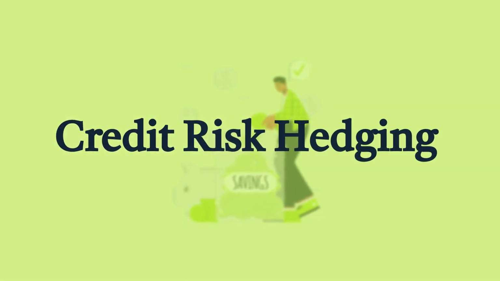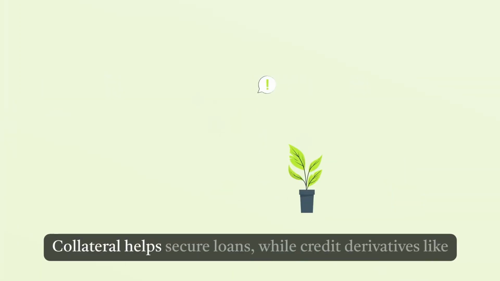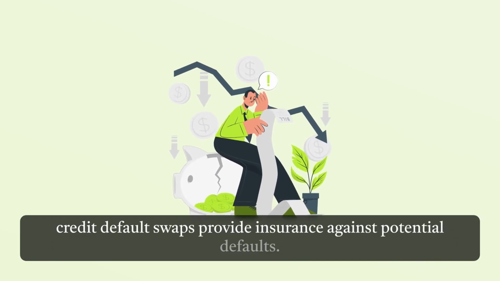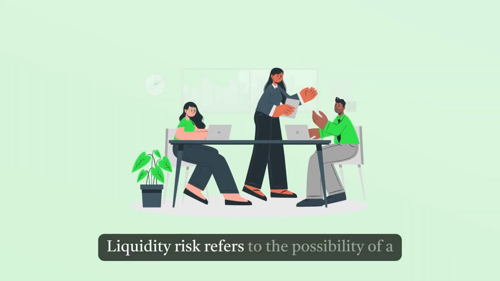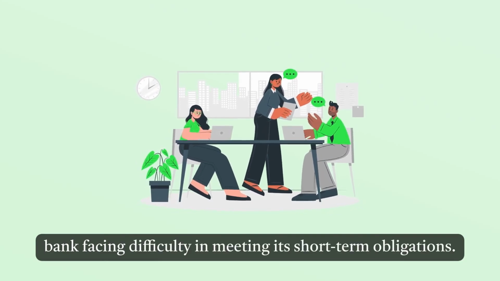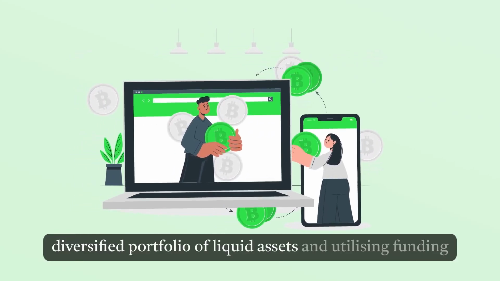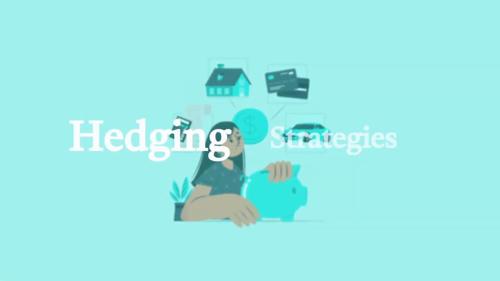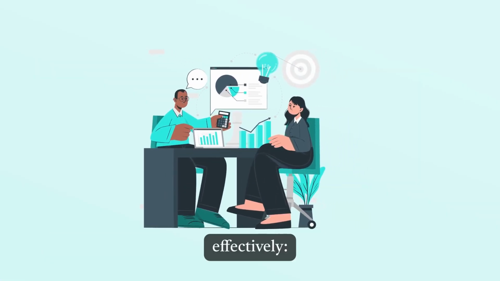Credit risk hedging. Banks rely on collateral and credit derivatives to manage credit risk. Collateral helps secure loans, while credit derivatives like credit default swaps provide insurance against potential defaults. Liquidity risk hedging. Liquidity risk refers to the possibility of a bank facing difficulty in meeting its short-term obligations. Banks can hedge liquidity risk by maintaining a diversified portfolio of liquid assets and utilizing funding instruments, such as credit lines.